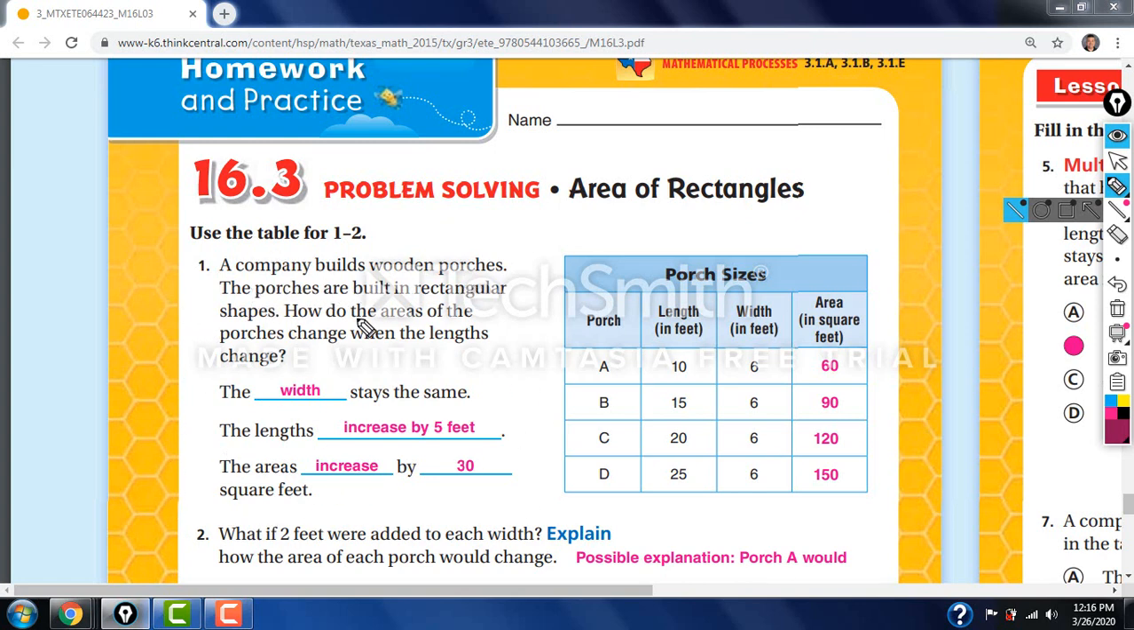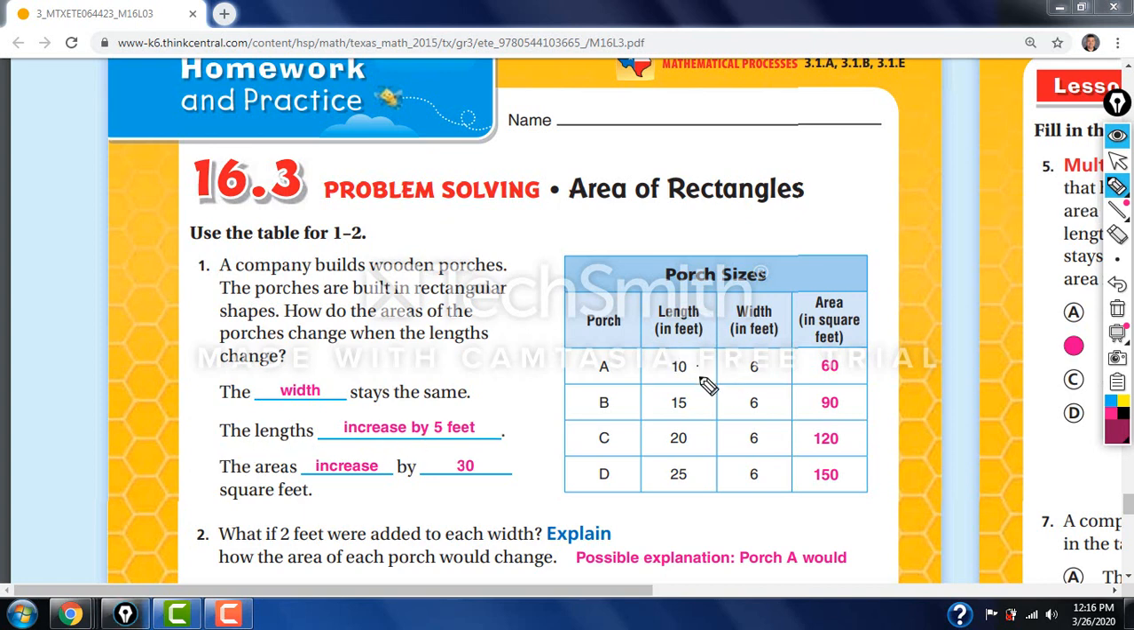The company builds wooden porches. The porches are built in rectangular shapes. How do the areas of the porches change when the lengths change? So that's what we're going to do. Notice how the width stayed the same. The length is what changed. So what stayed the same? It's right here, the width. Look, and I can see that right here. The length, it's increased by what?